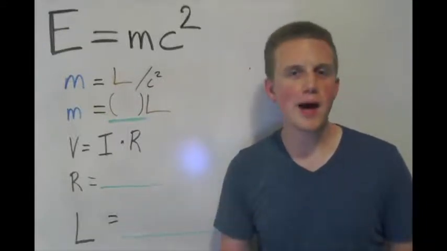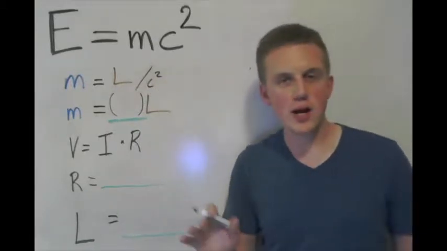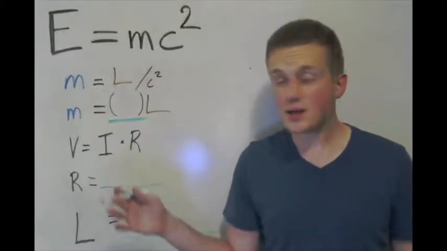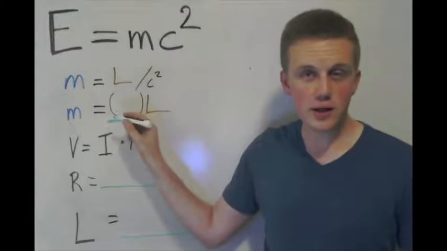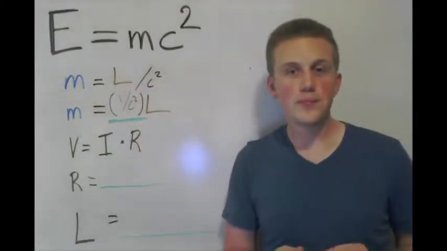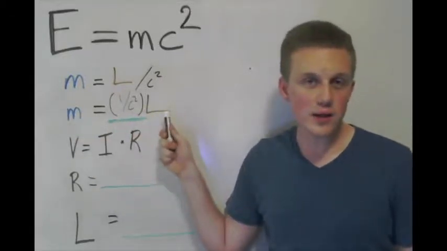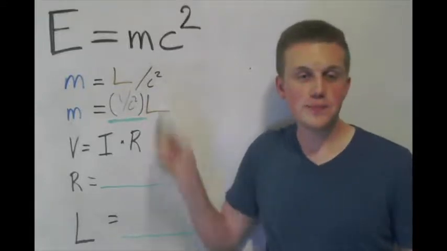y equals mx. Now, if I wanted to treat 1 over c squared as the coefficient that describes the slope of a line, I could pull that out and put it in front of L, like so. M equals 1 over c squared times L is the exact same thing as this first equation.